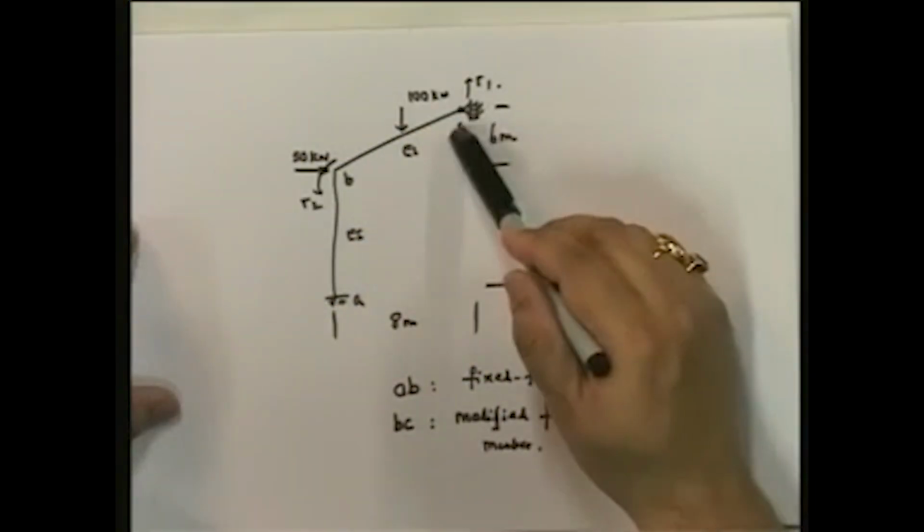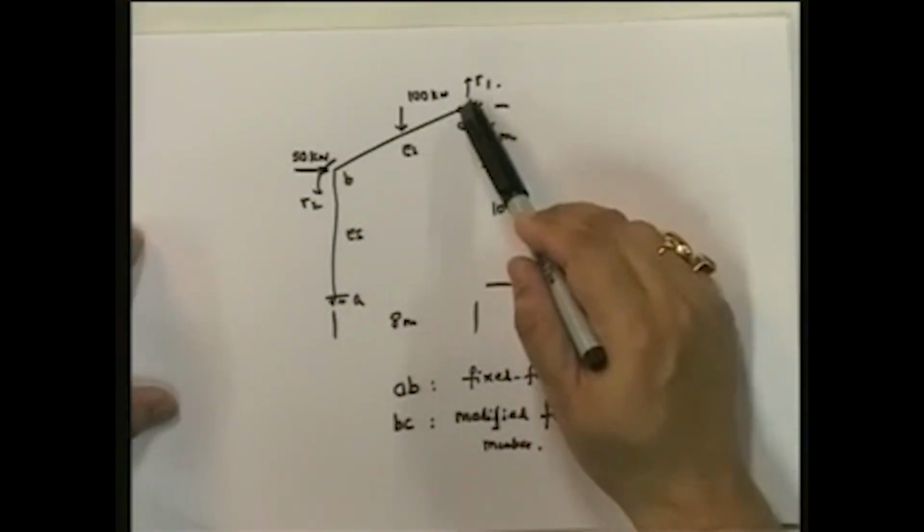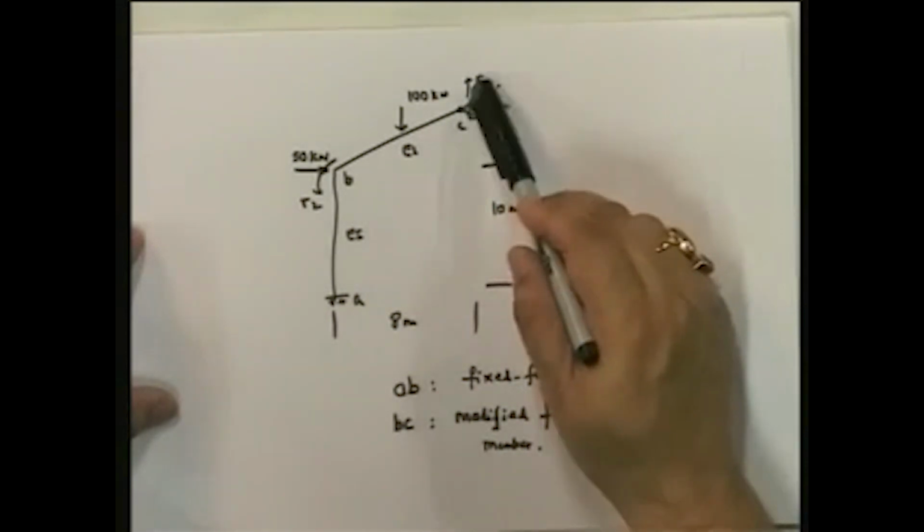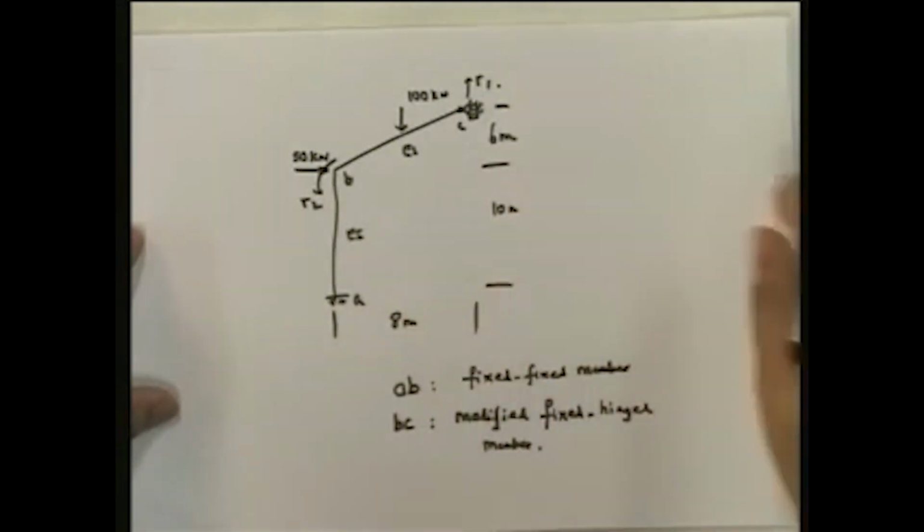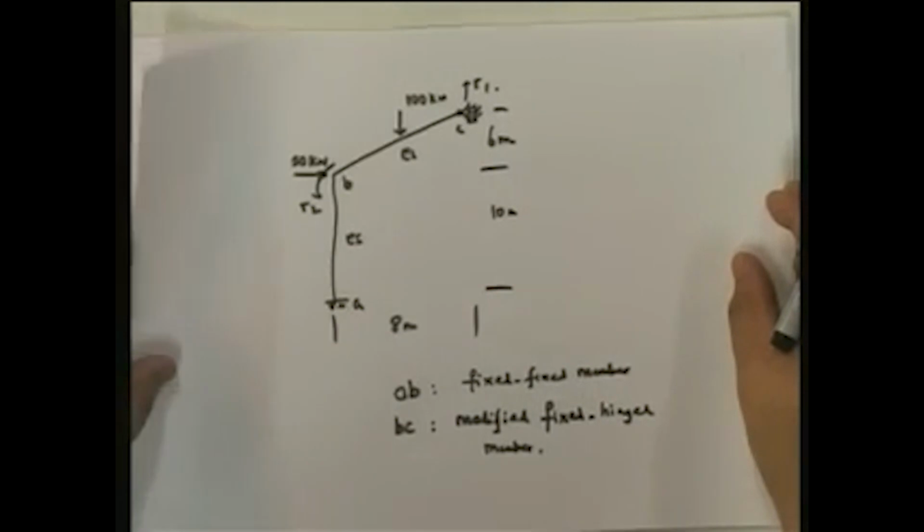Well, we already know that this is a 2 degree of freedom problem. There is a third degree of freedom, which is the rotation at this point. But since we are considering the fact that the moment at this point is 0, this is not an essential degree of freedom. And so we are left with 2 essential degrees of freedom in this particular structure.